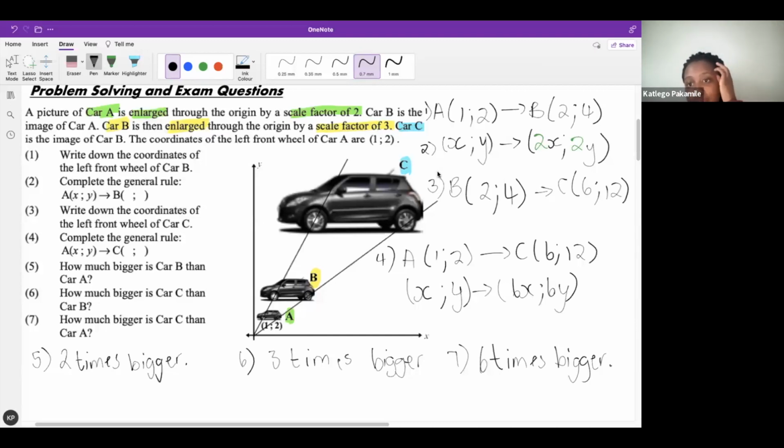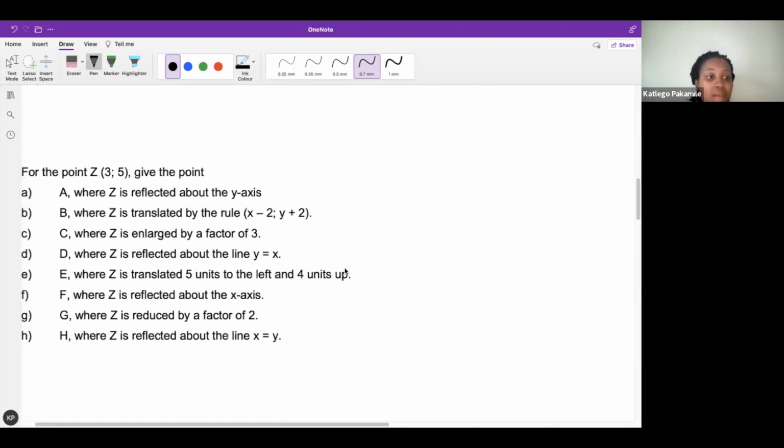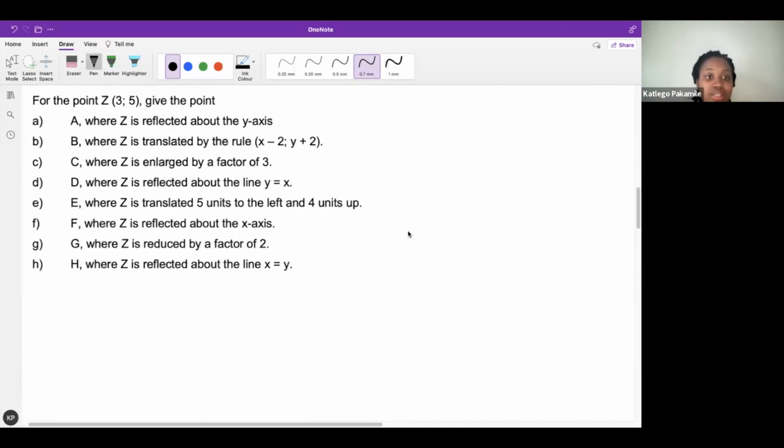So that's why I say problem solving, you need to read. There's a lot of reading with problem solving. And unfortunately, that's where a lot of us lose marks. So I suggest if you get a problem solving in the test, you highlight all the important information and you should be fine. Now we've been given a point Z and we're going to transform it in all of these ways that we have been asked to. This is the best way to revise. Now let's go for it.